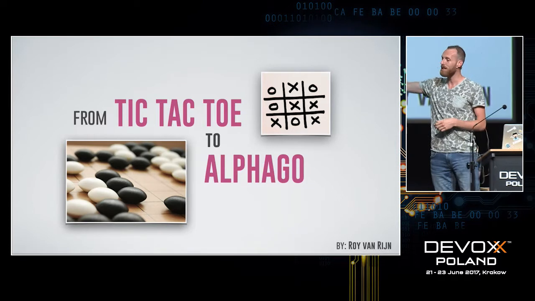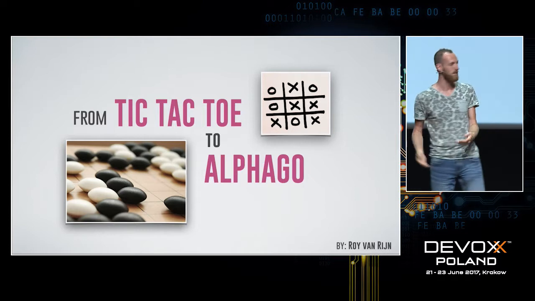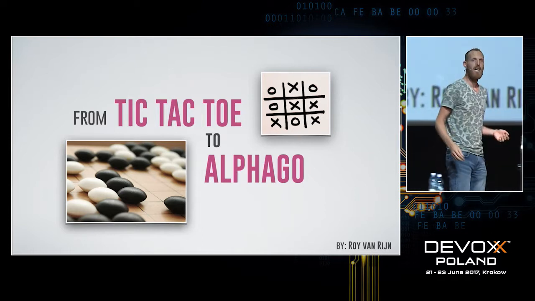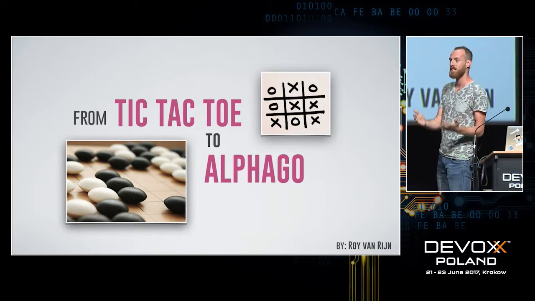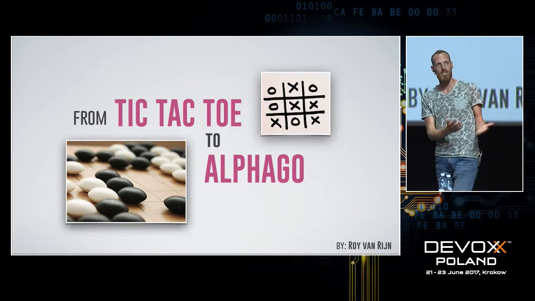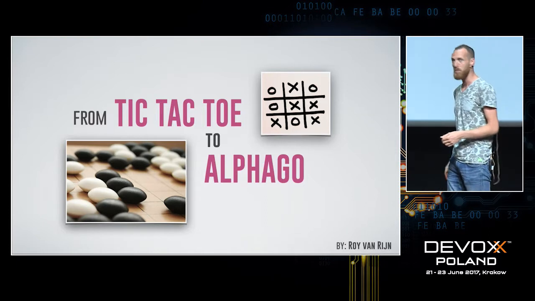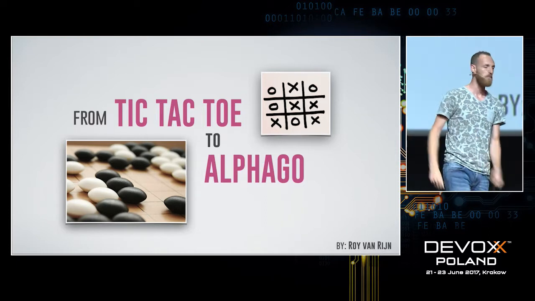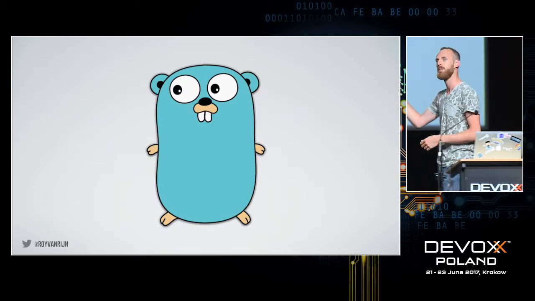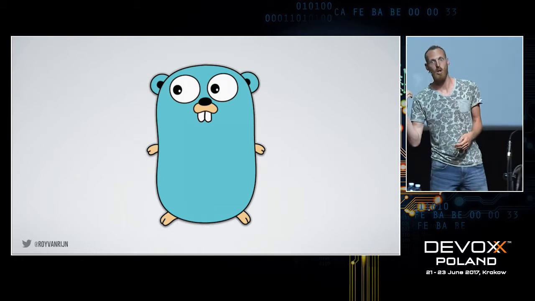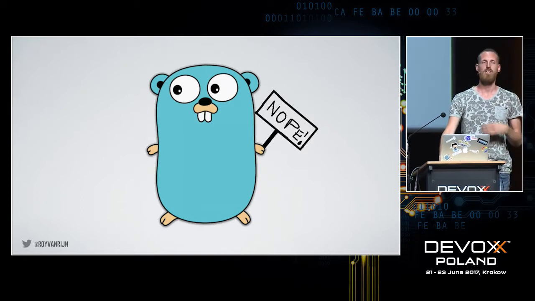Okay, we're going to talk about game AI, basically. Just a little fun topic before the beer. I know you're all waiting for beer, but let me finish. We're going to talk about what you need to do to write an AI that can play games. We're going to start really simple with the most basic game there is, even more basic than Tic Tac Toe, and we'll move our way to AlphaGo. Oh, and if you're here for this little guy, Gopher, the mascot of Golang, that's not going to happen. We're going to talk about the board game Go.